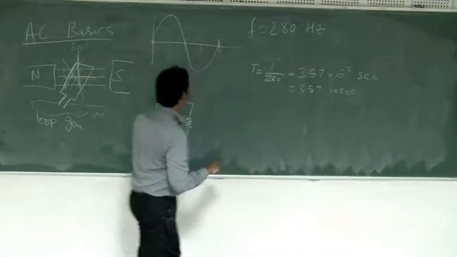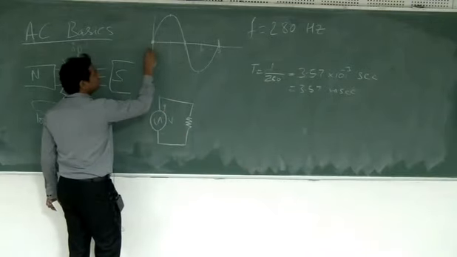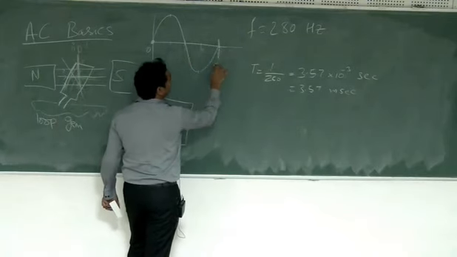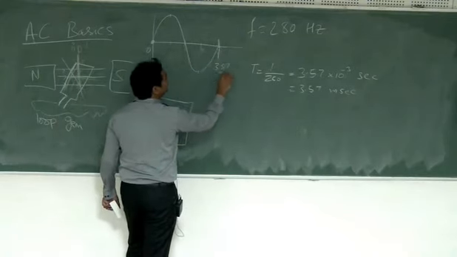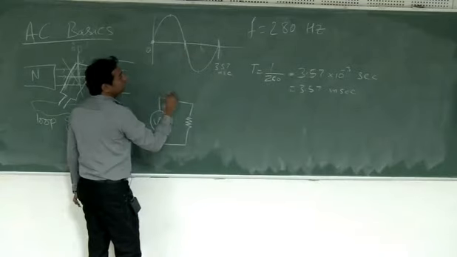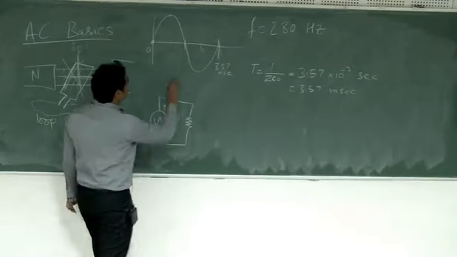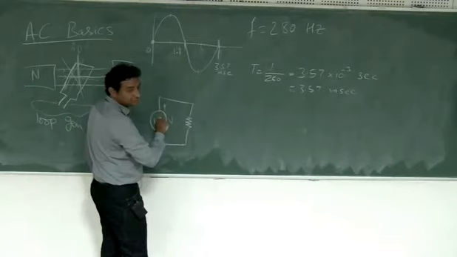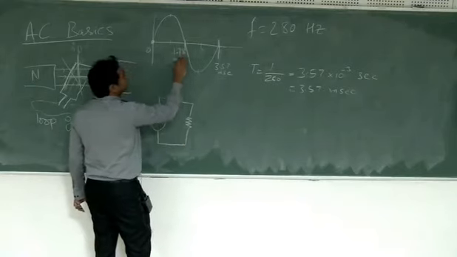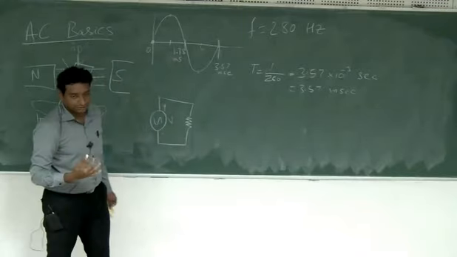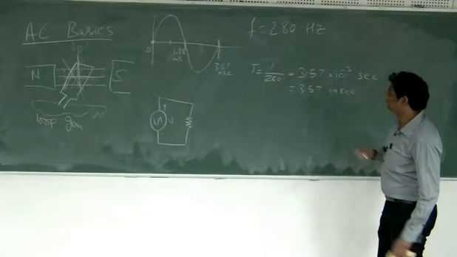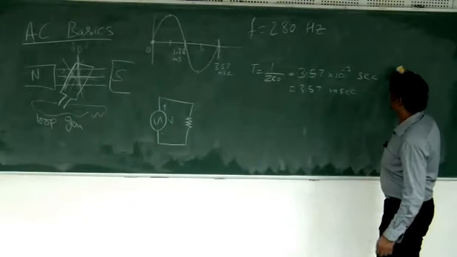So that means if this is 0 milliseconds, then this one will be 3.57 milliseconds. This one will be half of that. How much is half of that? 1.78 milliseconds. And this one will be half of that. So you get the idea. That's about frequency.